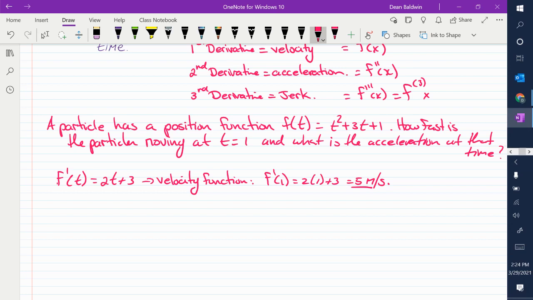If I want to know the acceleration of the particle, take the second derivative, which means you take the derivative of your first derivative, right? You just do it again. So what's the second derivative? It's just 2. So what's the acceleration? 2 meters per second squared, which means it has a constant acceleration. Acceleration doesn't change.